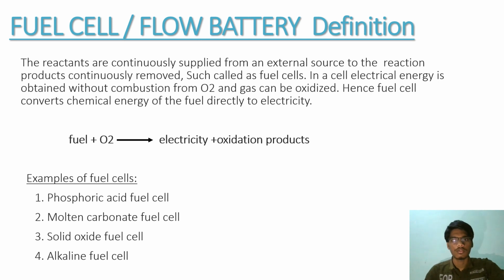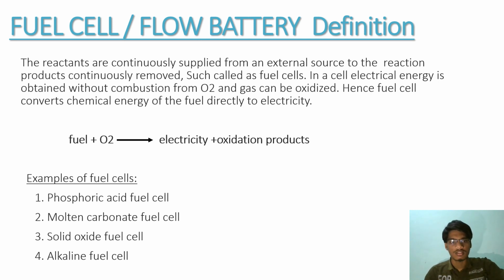Fuel cell and flow battery definition. The reactants are continuously supplied from an external source to the reaction, and the products are continuously removed. Such a cell is called a fuel cell. In a fuel cell, electrical energy is obtained without combustion, from oxygen and a gas that can be oxidized. Hence, a fuel cell converts the chemical energy of the fuel directly to electricity. This is the main principle.